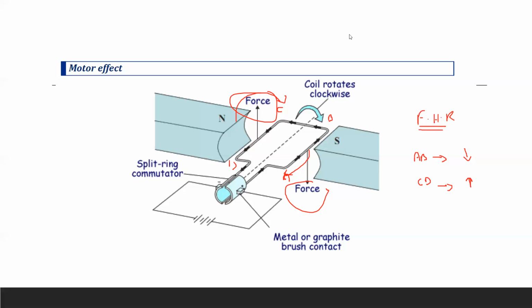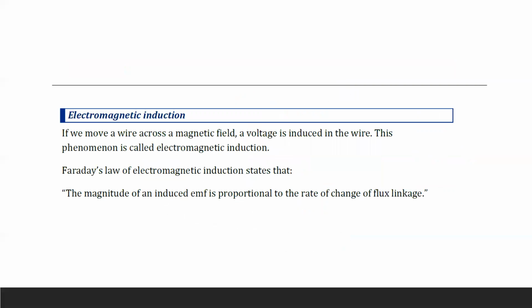So this is a general working mechanism for a DC motor. And what is electromagnetic induction? Electromagnetic induction states that a change in the magnetic field will induce EMF. Meaning if I change the magnetic field, I will produce EMF.